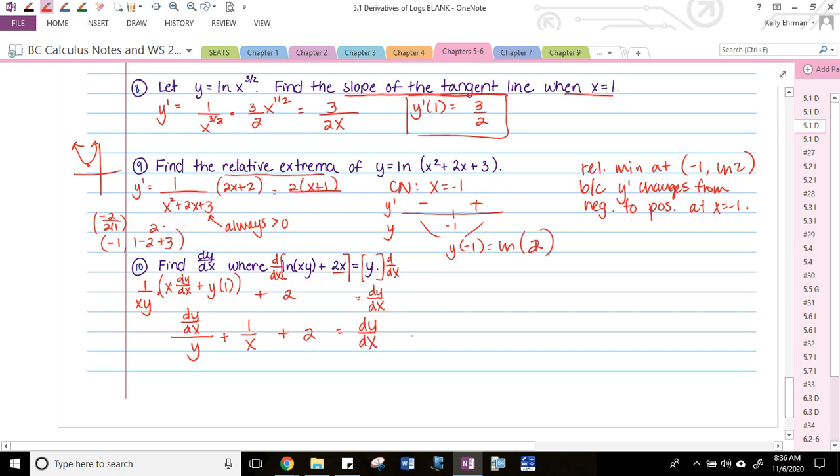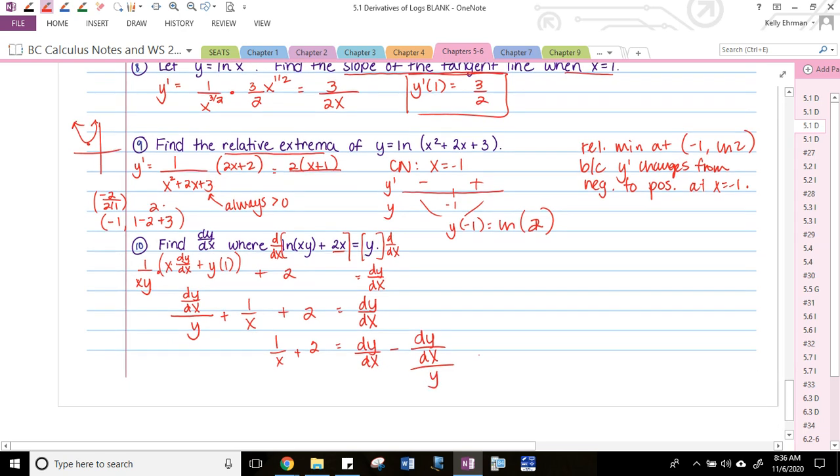Let's subtract this dy dx over. 1 over x plus 2 equals dy dx minus dy dx over y. And then we want to factor out a dy dx. That would leave me with 1 minus, if you factor that out, you get 1 over y. So the complex solution is 1 over x plus 2 divided by 1 minus 1 over y.